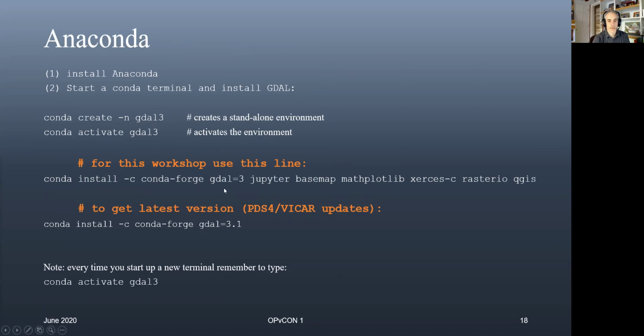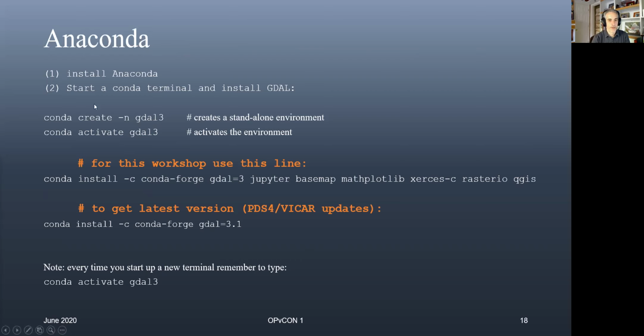You'll notice that for this workshop, I use GDAL equals 3, and that allows me to tie to almost probably 90% of what's new in GDAL. If you really want to get the latest versions, you're going to need to install 3.1, which will probably break compatibility with a couple of these tools. I'd be surprised if Rasterio supports GDAL 3.1. It's been out for a couple months, but this is where you'd find the latest PDS4 updates and the latest VICAR, the real big VICAR update.